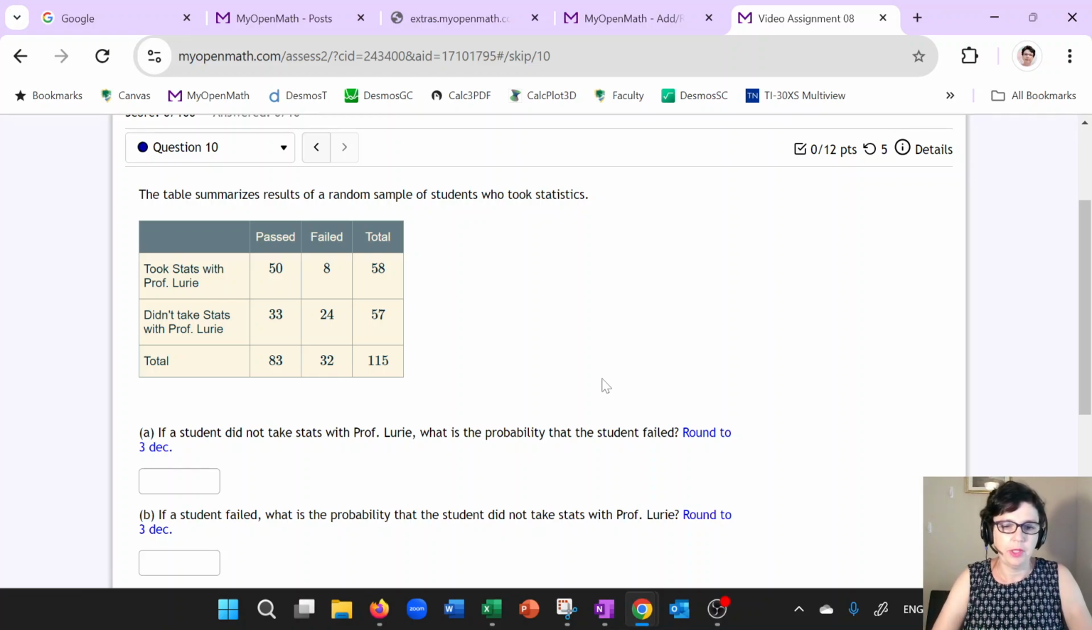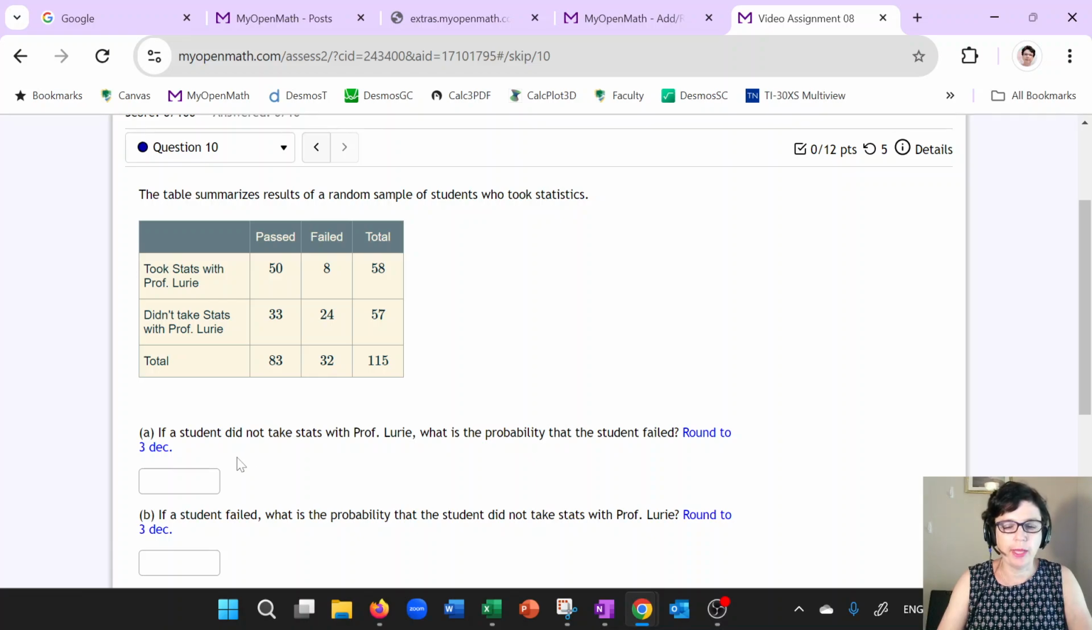All right, guys, in this video, we are going to take a look at conditional probability and also independence as it relates to a question where the data is given in what we call a contingency table. So it's a 2 by 2 table where we have two factors that we're interested in. One is whether a student took statistics with Professor Luri, and the second factor is whether the student passed or failed.